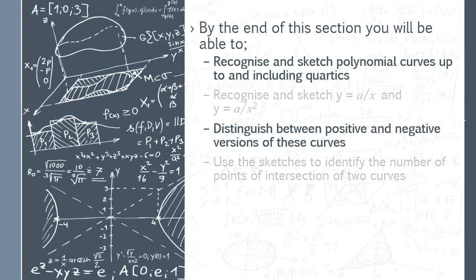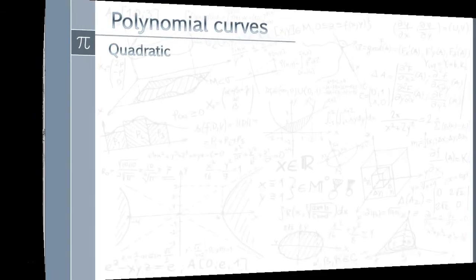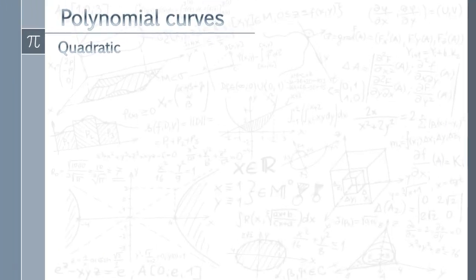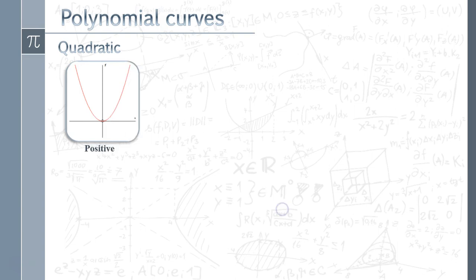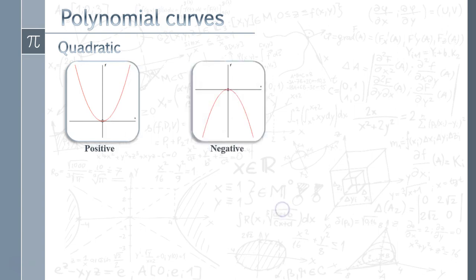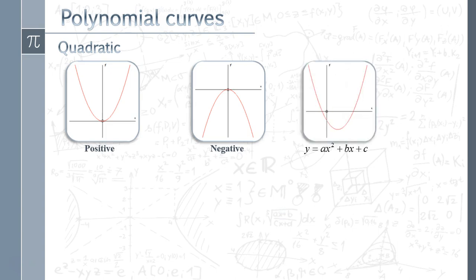So, as I said, we're going to be having a look at curves up to and including quartics, that's power 4s, and then make sure we understand the difference between the positive versions of those and the negatives. So, here we go. Quadratic, I'm going to rattle through this one fairly quickly because you should be fairly familiar with it. There's our U-shaped curve for positive quadratic. There's the N-shaped negative quadratic. And as soon as you start adding in extra coefficients, all that happens essentially is the curve just kind of moves across and up and down a little bit. So you should be familiar with those.